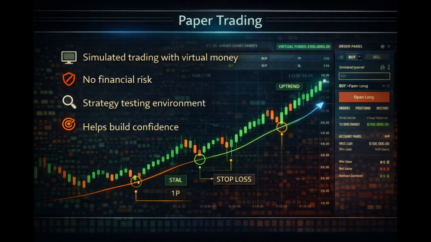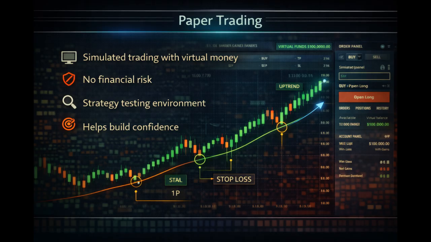In paper trading, all trades are executed in a simulated environment that replicates real market conditions. The trader can place buy and sell orders exactly as they would in a live trading account, but the transactions are recorded using virtual funds. This allows beginners to practice trading decisions and evaluate their strategies in a safe environment. Paper trading is widely used by beginner traders, professional traders developing new strategies, and quantitative researchers testing algorithmic trading models.